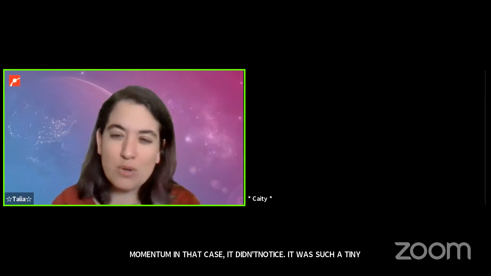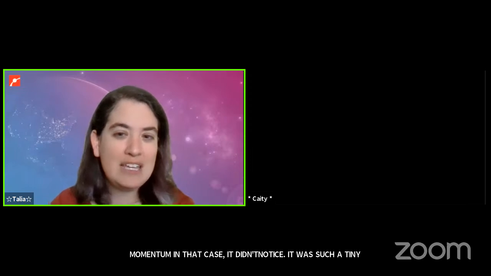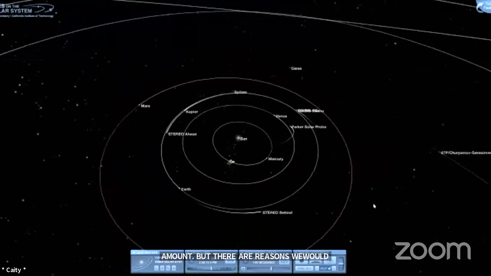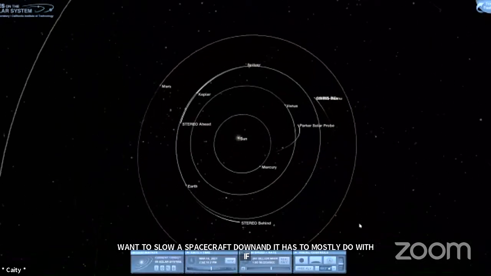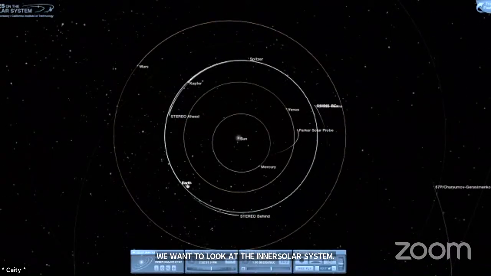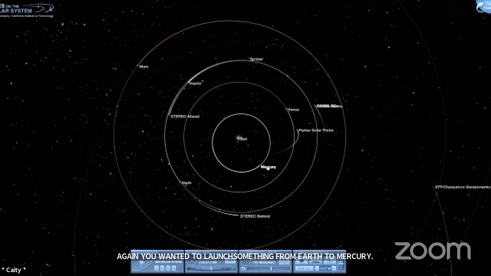And it really has to mostly do with if we want to look at the inner solar system. So Katie's got a diagram here of the inner solar system. And let's say, again, you wanted to launch something from Earth towards Mercury. Well, you are also launching it not just towards Mercury, you're launching it towards something else as well, the sun. The sun's gravity is going to make your spacecraft speed increase. It's going to make your spacecraft move faster and faster and faster. And that's no good if you want your spacecraft to go into orbit.